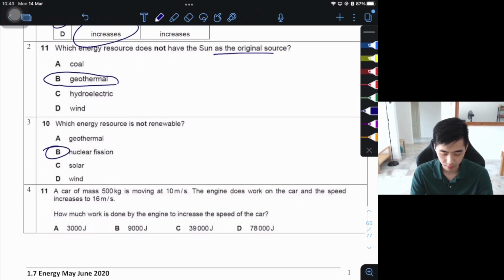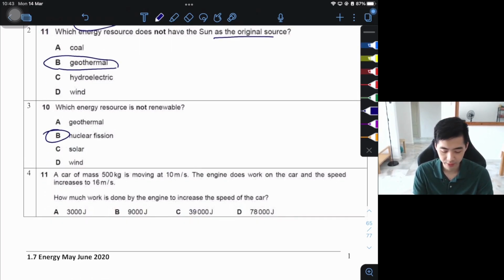Uranium and plutonium. Then a car of mass 500 kg is moving at 10 meters per second. The engine does work on the car and the speed increases to 16 meters per second. How much work is done by the engine to increase the speed of the car here? Now basically you have to find the initial kinetic energy and the final kinetic energy. Whatever difference this is, that will be the work done to increase the speed, right?